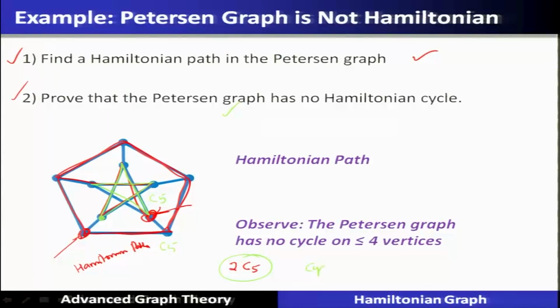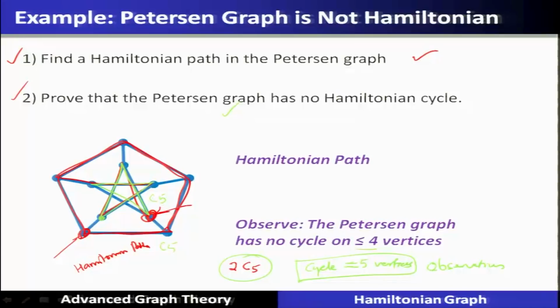So the cycle of size 5, of 5 vertices, is present in the Petersen graph. That means it does not have cycles of length less than 5, that is, cycles of 4 or less are not present in the Petersen graph. So this is observation number 1.